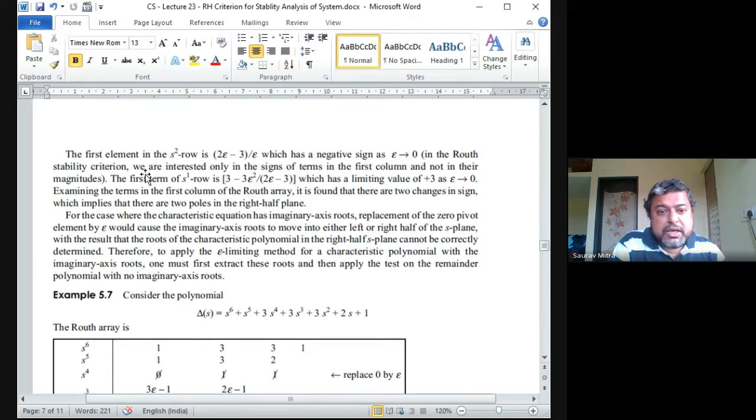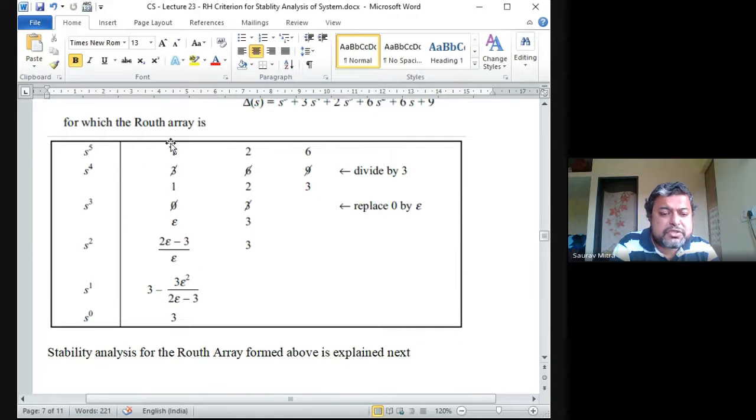Let's see what logic they are developing. The first element in the s^2 row. So we can see the first column. In the first column, who are the troublemakers, who can go negative or positive? We don't know about these two terms. 2 epsilon minus 3 by epsilon: we can ignore dividing by epsilon, because that is not deciding anything. Whether 2 epsilon minus 3 is positive or negative, that is the question. And in the second case, whether 3 epsilon square divided by 2 epsilon minus 3 is greater than 3 or less than 3. These two are the questions.